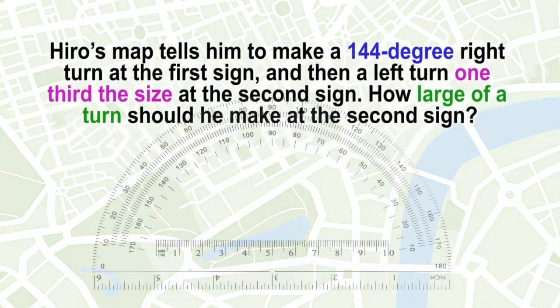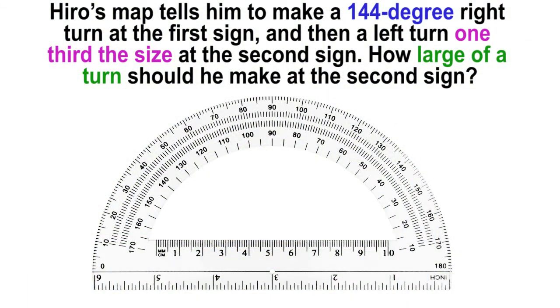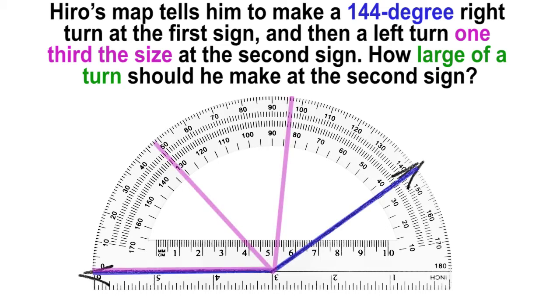As with the first sprinkler problem, let's sketch out the angle to make sense of the problem. We know that Hero will make a 144-degree turn. So let's sketch out an angle that is 144 degrees. The second turn will be 1/3 the size of the first turn. So our 144-degree angle will need to be decomposed into thirds.